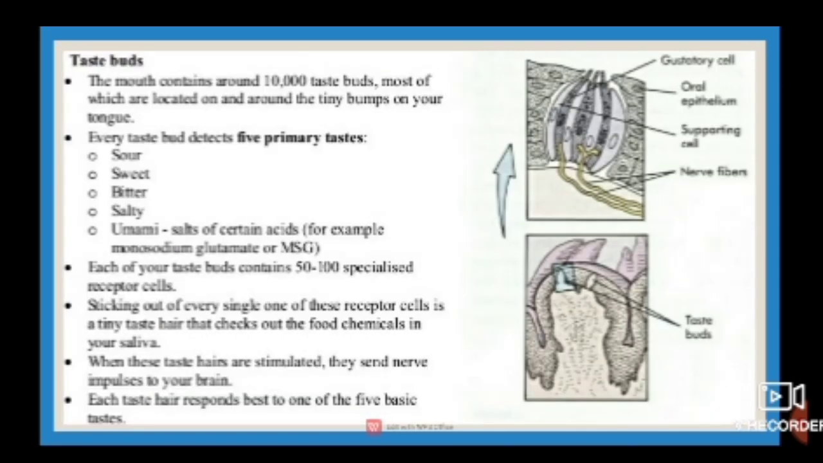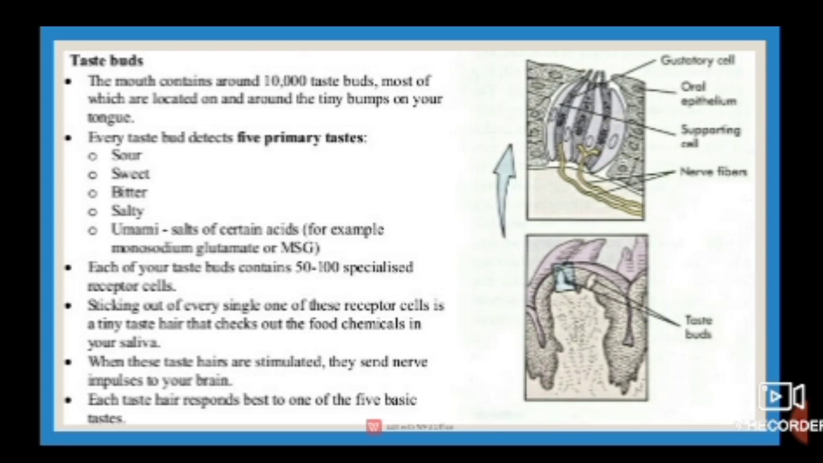Then taste buds. The mouth contains around 10,000 taste buds, most of which are located on and around the tiny bumps of your tongue. Every taste bud detects 5 primary tastes: sour, sweet, bitter, salty, and umami. Umami is like the salt of certain acids, for example monosodium glutamate or MSG. Each of your taste buds contains 50 to 100 specialized receptor cells. Sticking out of every one of these receptor cells is a tiny taste hair that checks out the food chemicals in your saliva. When these taste hairs are stimulated, they send nerve impulses to your brain. Each taste hair responds best to one of the 5 basic tastes.